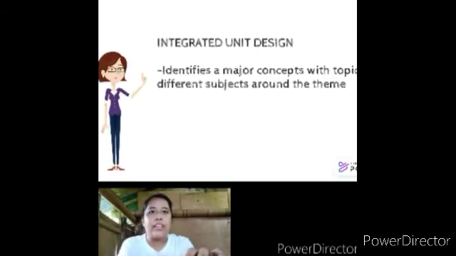Next is the integrated unit design. The integrated unit design identifies a major concept with topics from the different subjects around the theme. Some examples of the integrated unit design is integrated reading, writing, and oral communication in language arts, which is a common example. The teachers often integrate history, geography, economics, and government in an interdisciplinary social studies program.